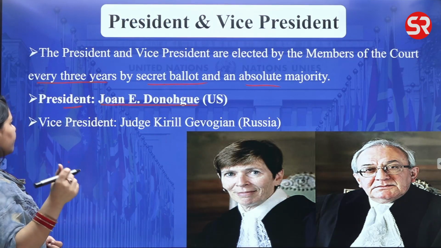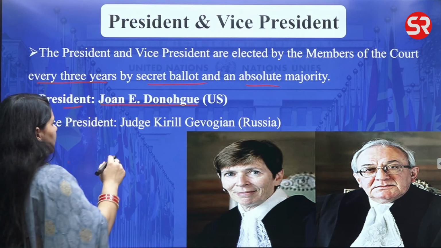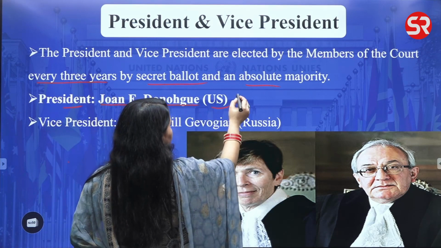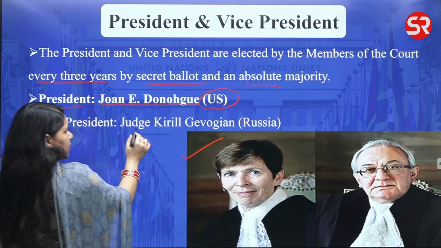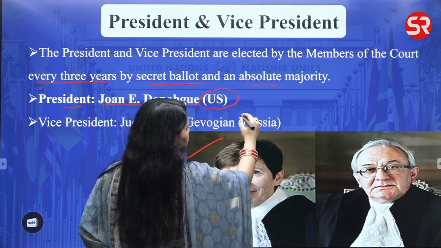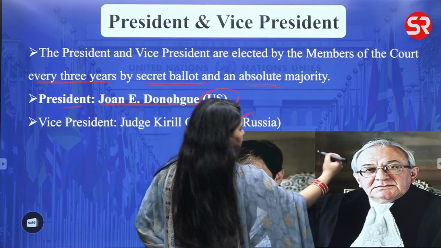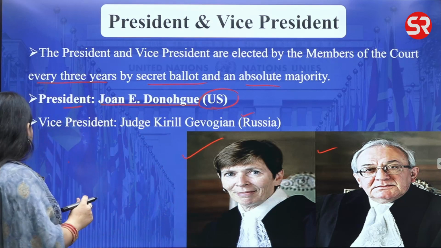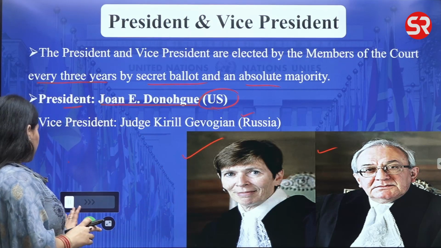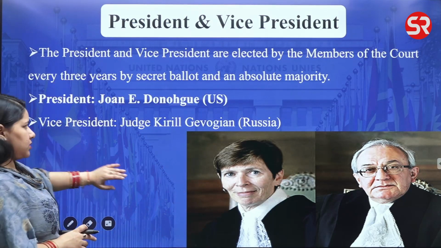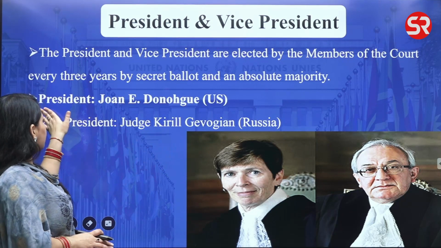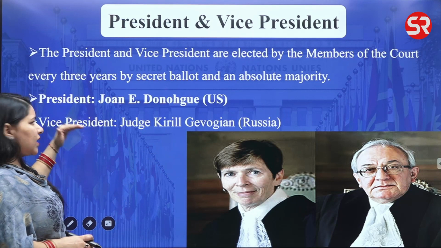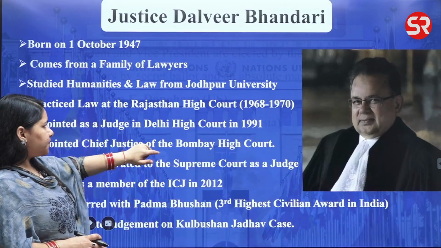Current president of the ICJ is Joan E. Donoghue. She belongs to the United States. Here is her picture. Then the vice president is Judge Kirill Gevorgian. He is a Russian. There is his picture. So like other organs, this organ also has a president as well as a vice president. From an exam perspective, remembering the name of the president is important. Vice president is not that important.